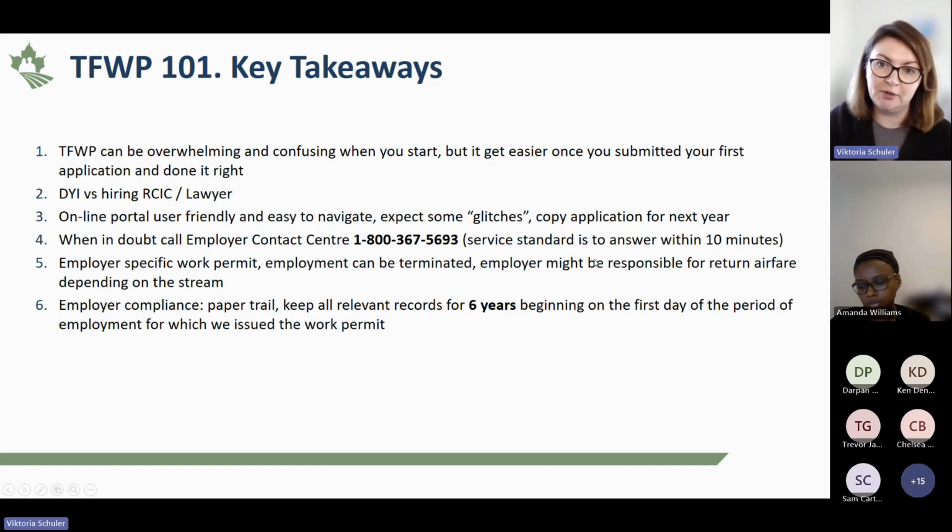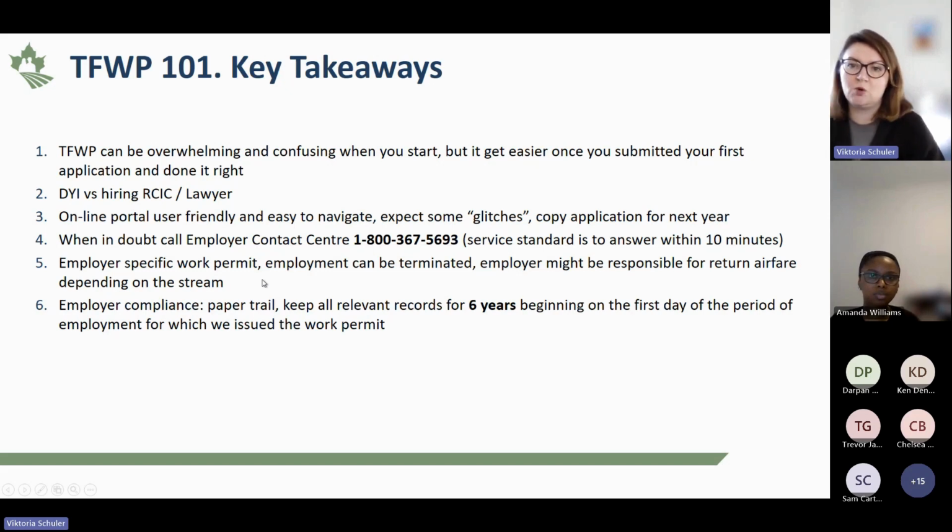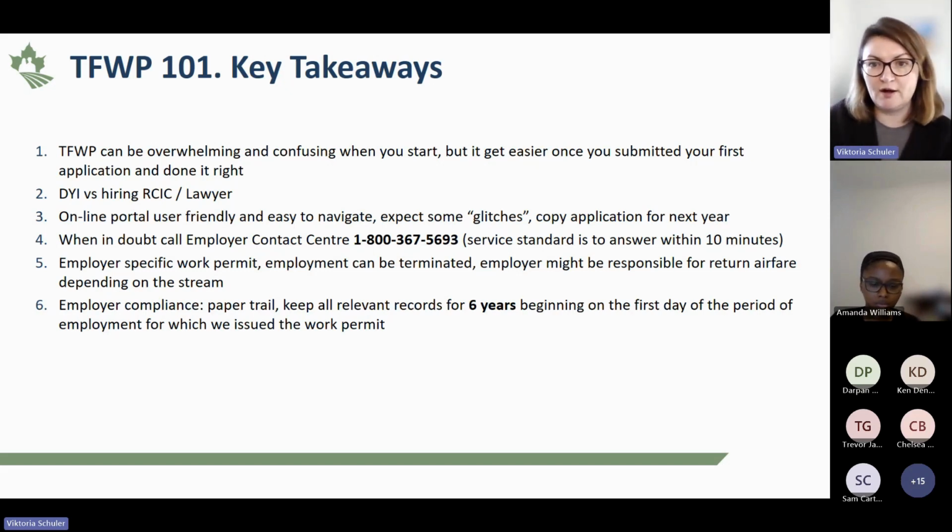They answer within 10 minutes, even less, and they will be able to help you navigate the website or answer some particular questions. Also, a lot of employers, when they're still thinking about hiring, ask whether they are committing to hiring this worker. What if things do not work out personality-wise, or the worker doesn't have the skills and is not a fit for our farm? Can employment be terminated?